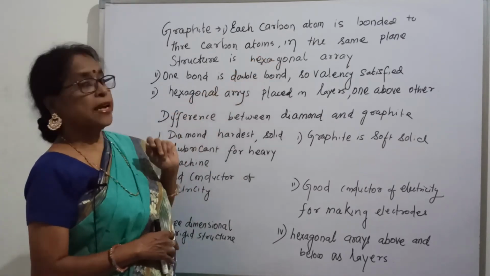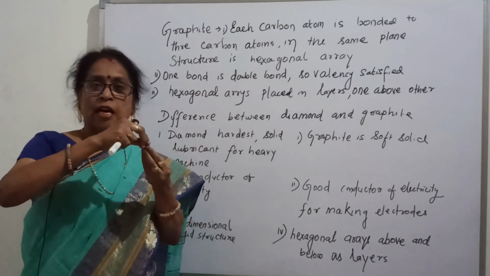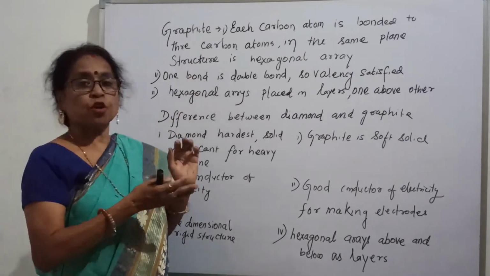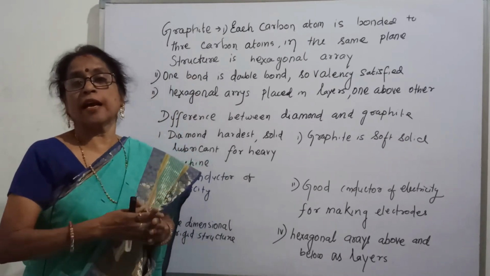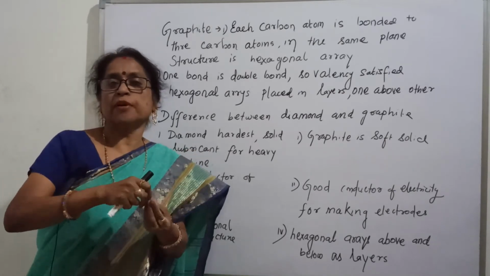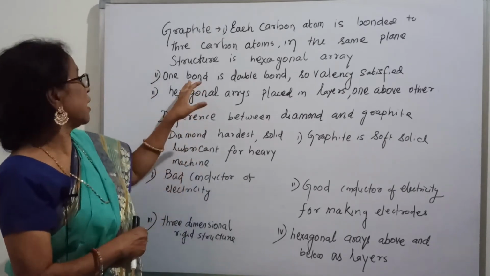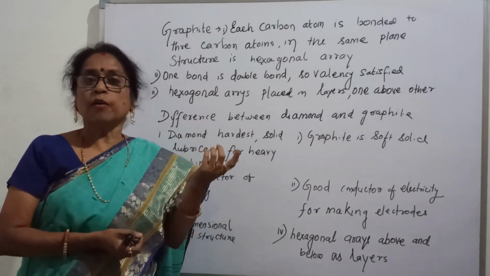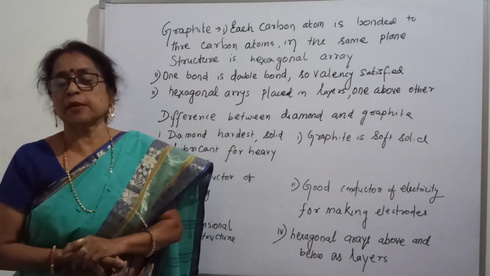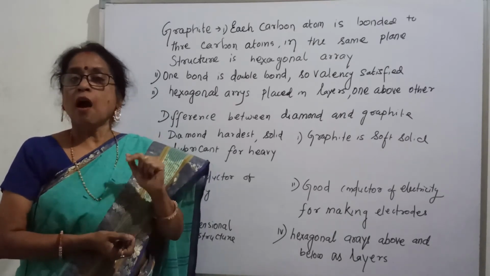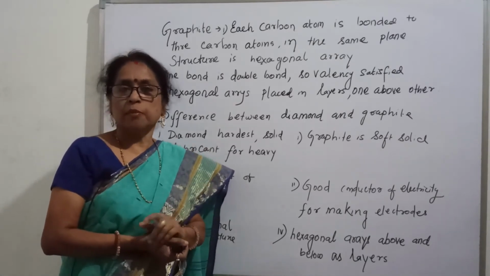In the same plane, one carbon is joined to 3 carbons, and the structure is a hexagonal array. It looks like a hexagonal array because one carbon atom is joined to 3 carbon atoms. Here one bond should be a double bond, because how else can it satisfy carbon's valency? The 4 valency of carbon cannot be satisfied unless there is one double bond.